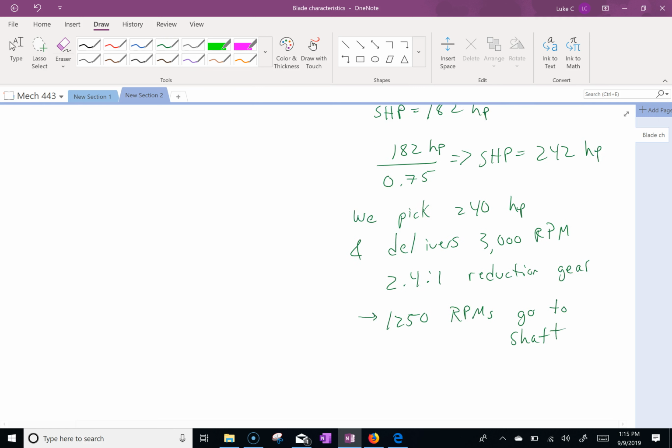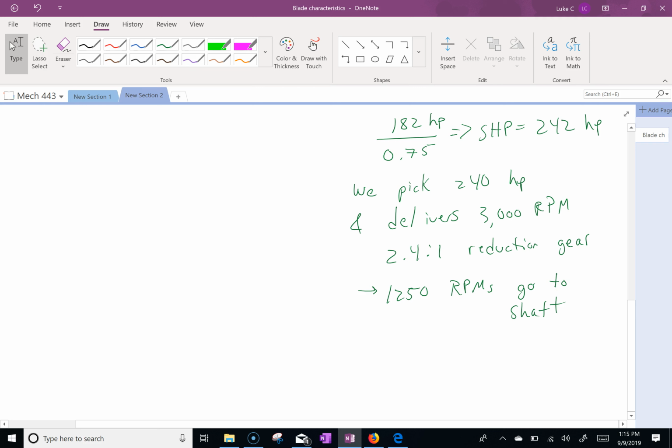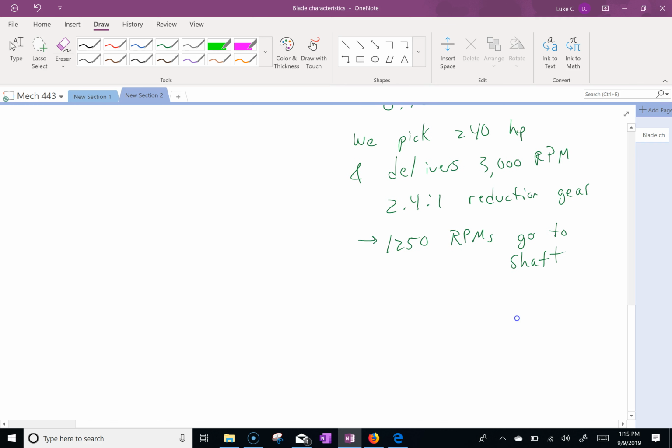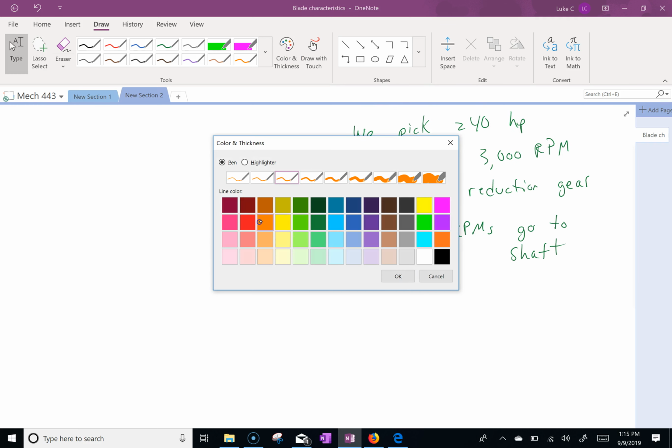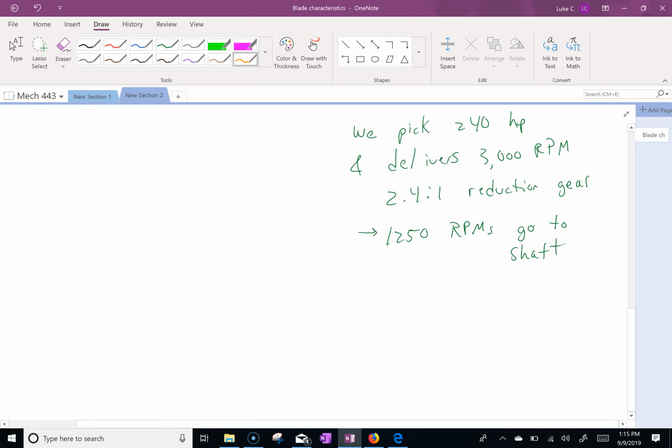Okay, so right now we picked this engine, we got this going. What we need to do is, for an ideal case, this is the ideal correction to find pitch. And we're going to use the charts later on to get a more appropriate ideal solution. But let's just keep this in mind.